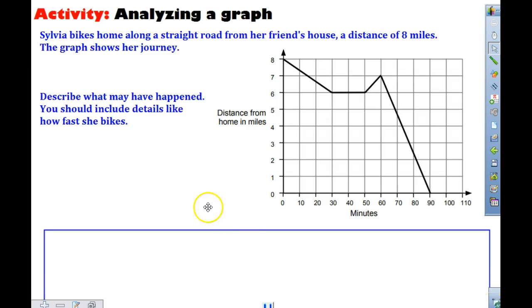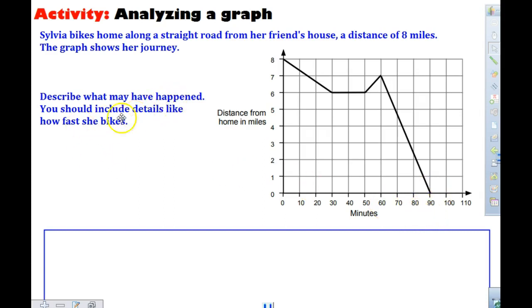as we look at this last page of notes, it says Sylvia bikes home along a straight road from her friend's house, a distance of 8 miles. The graph shows her journey. So this is starting 8 miles from home. This is when she gets home. So we can tell she got home in how much time? 90 minutes, an hour and a half.